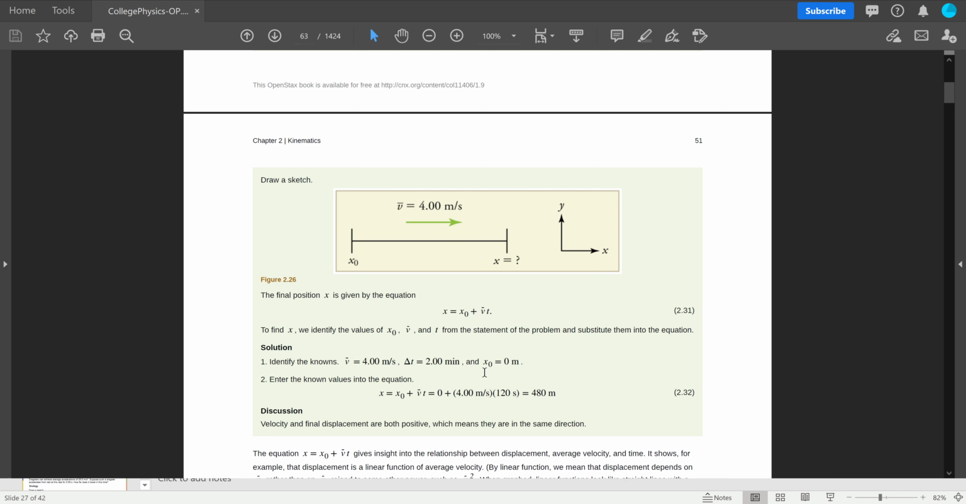So we're gonna enter everything into this equation. We have x equals x naught plus vt, which equals 0 because our initial x was 0, plus your velocity, which was 4 meters per second, times the 120 seconds, which is equivalent to 2 minutes. You multiply that together and you get 480 meters. So that's how far he went.